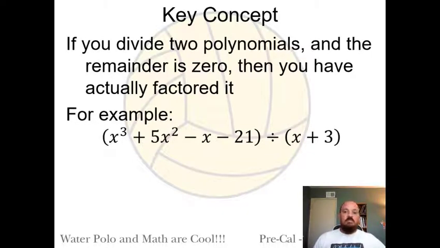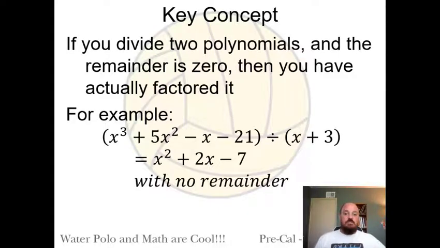So let's say we're doing this division question right here, x cubed plus 5x squared minus x minus 21 divided by x plus 3. And you either do long division or synthetic division, either one, and the answer comes out to x squared plus 2x minus 7 with no remainder, and that part is important. Now let me show you what's happening here. I'm going to show you with just numbers because I think it'll make sense to you guys.